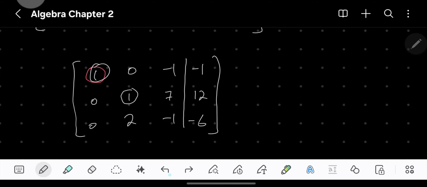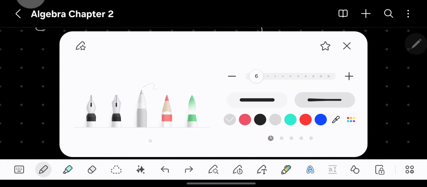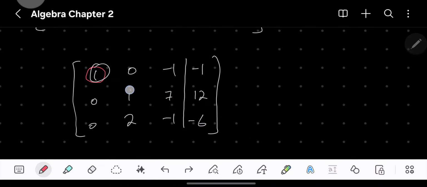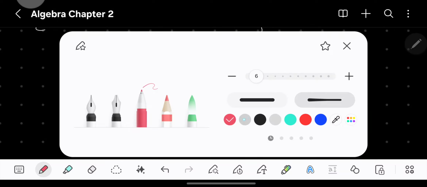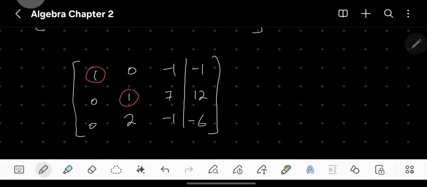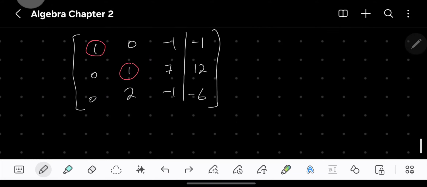Then the next step is to make this entry 1. Since this is already 1, there is nothing to do. So we will circle this because it is very important. This is called the pivot entry, the new pivot entry. So now my current pivot entry is this one. The next step is to eliminate everything below the pivot entry. Below the pivot entry is 2. I have to make it 0.